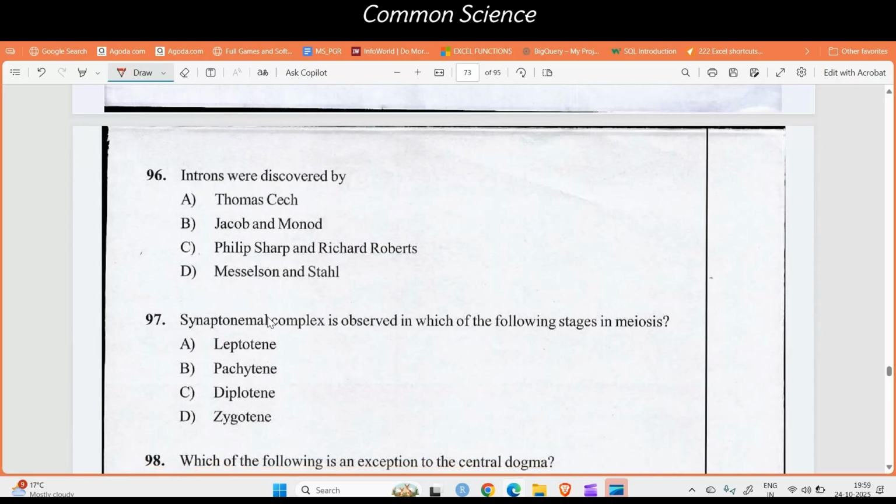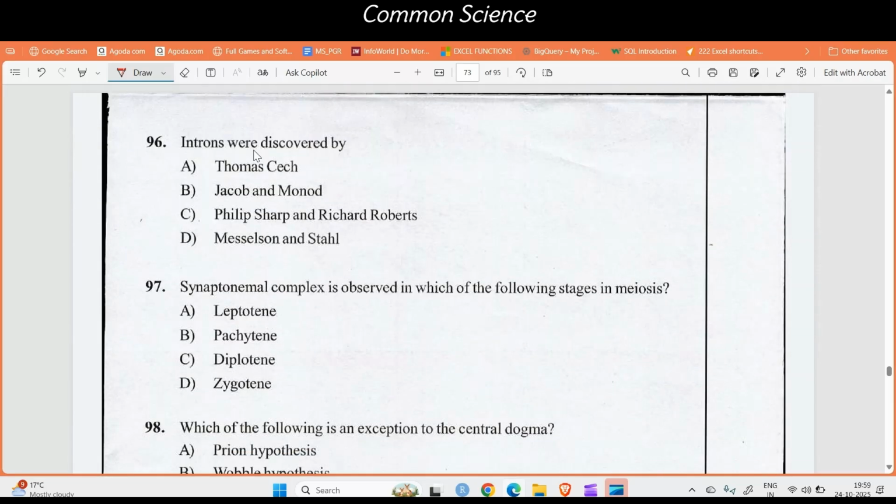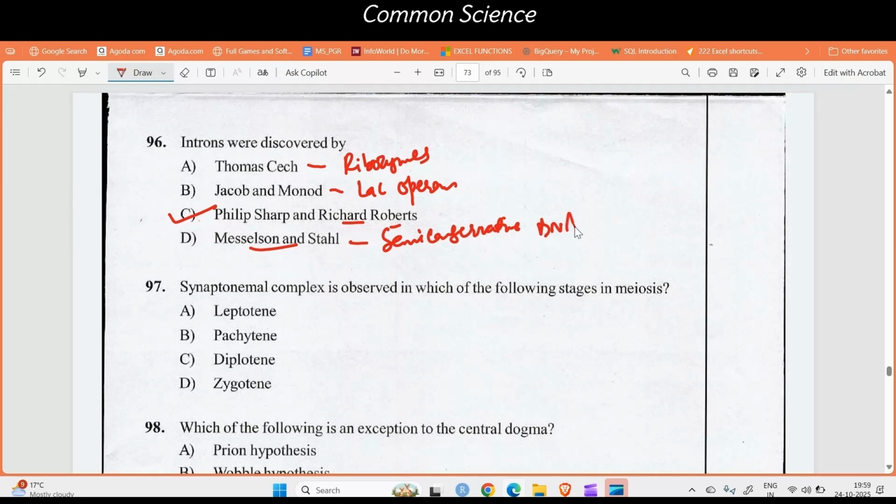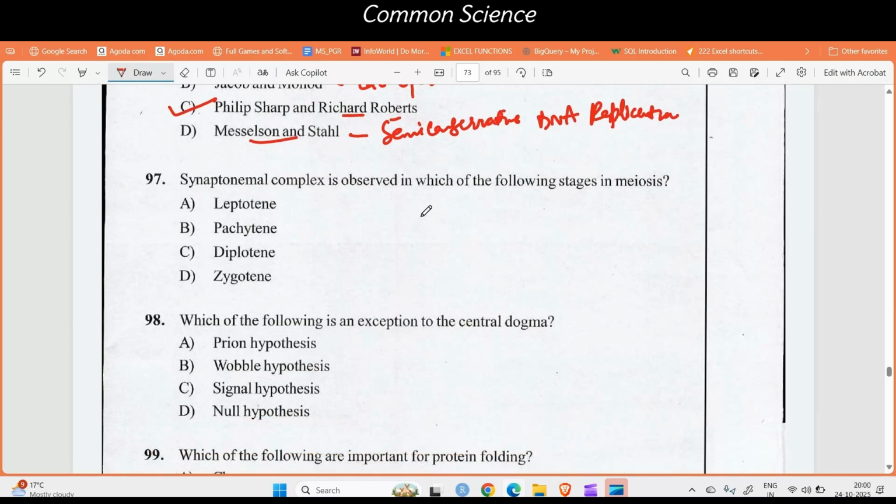Question number 96 asks us: introns were discovered by Philip Sharp and Richard Roberts, Thomas Cech, ribozymes, Jacob and Monod, lac operon, Meselson and Stahl, semi-conservative DNA replication proof. Okay. Question number 97. Synaptonemal complex is observed in which following stage of meiosis? It is observed in zygotene.